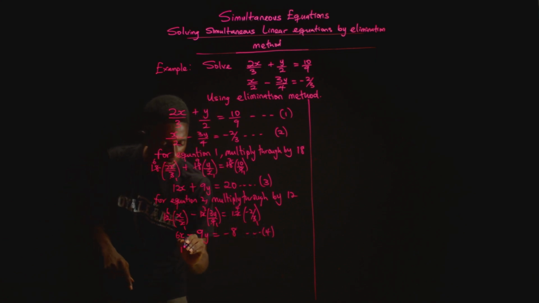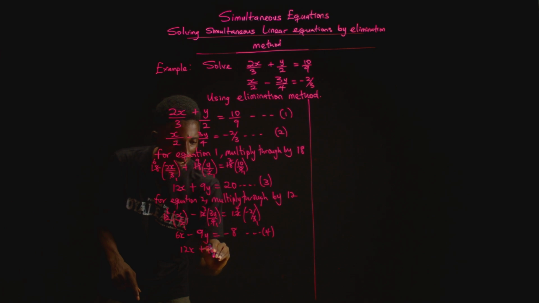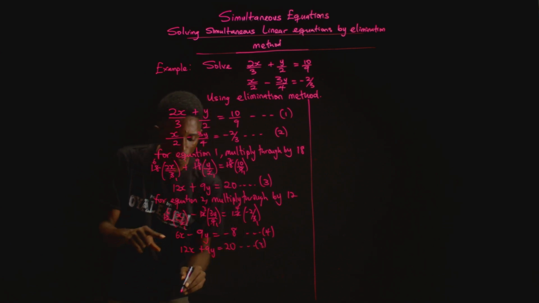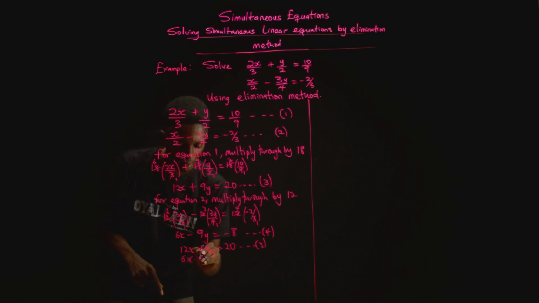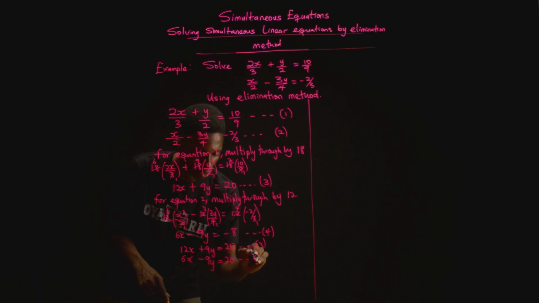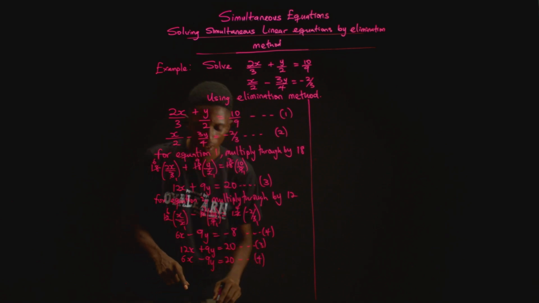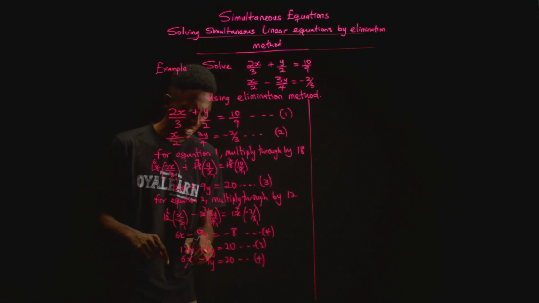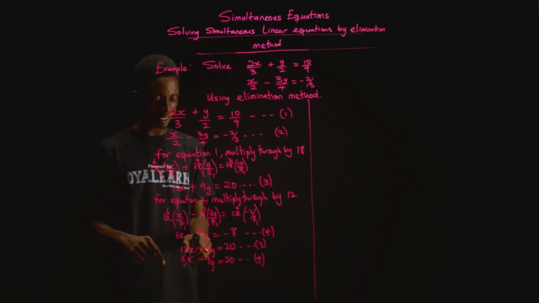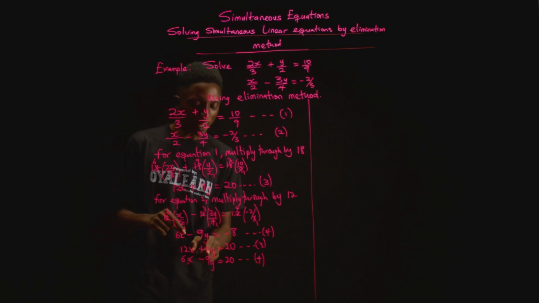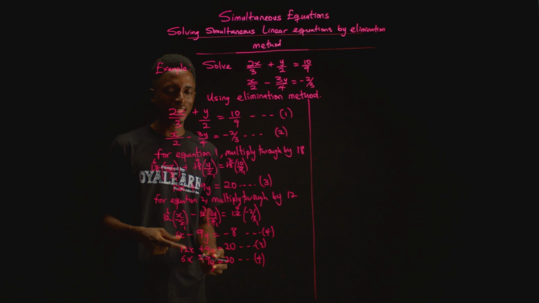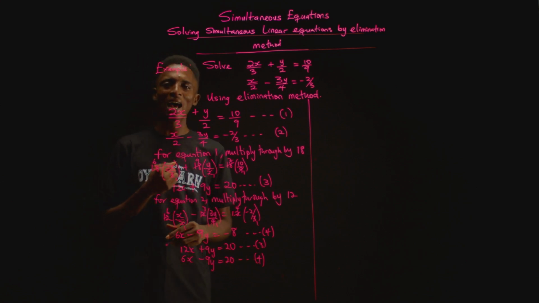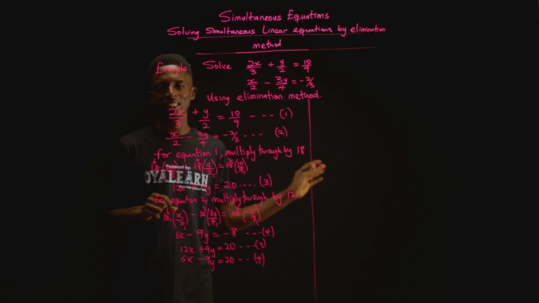So equation 3 is 12x plus 9y equals 20. And equation 4, we have 6x minus 9y equals minus 8. Now to work with this, pay attention. We have y already having 9 here and another 9 here, even though this is plus and this is minus. When you have the coefficients being inverse of each other, that is when one is positive and the other is negative, you can just add straight.